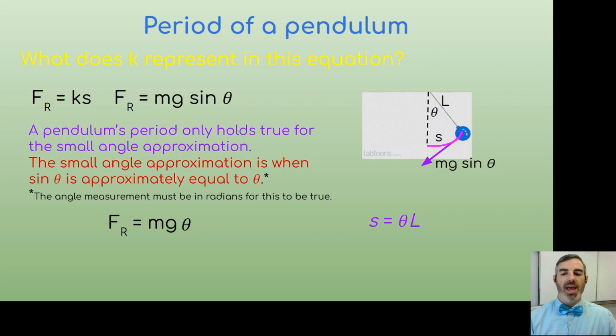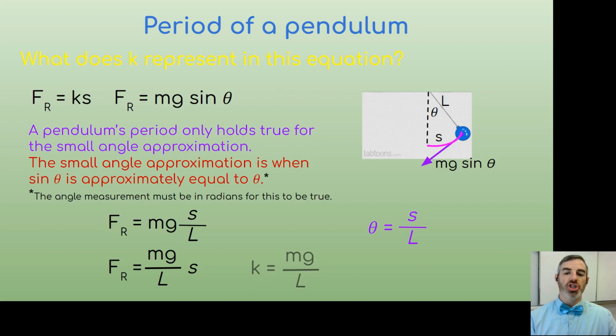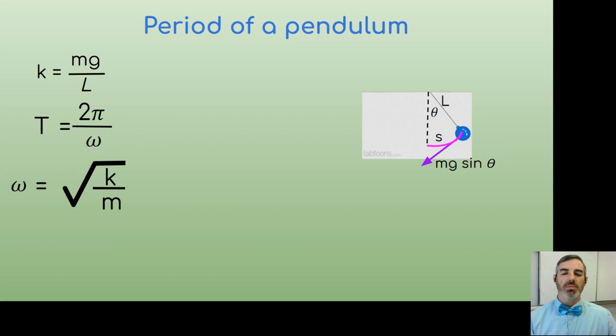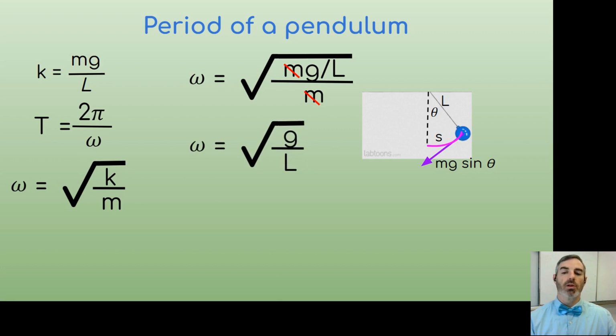We also know from the previous slide that the arc length s is equal to theta times L. If we rearrange that for theta, theta is equal to s over L, and we can substitute that into our restoring force equation. Gathering the mg and L, we can see that mg over L times s is equal to the restoring force, which means our k value is just mg divided by L. Knowing that, the period of an oscillator is equal to 2 pi divided by the angular frequency, which we know from a previous video. And the angular frequency is equal to the square root of k divided by m. So we substitute in our k value for the pendulum. Omega is going to equal the square root of mg divided by L, all divided by the mass. If we simplify, the masses cancel out, so the angular frequency is the square root of g divided by L.